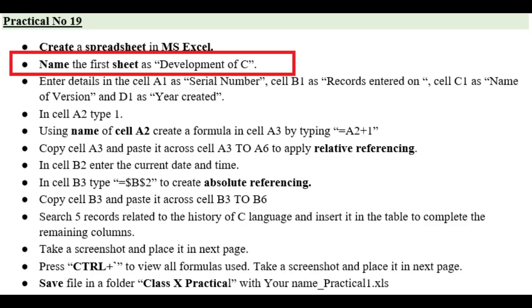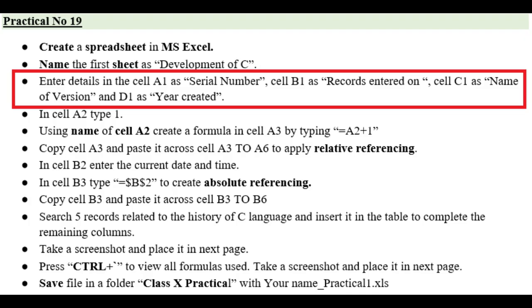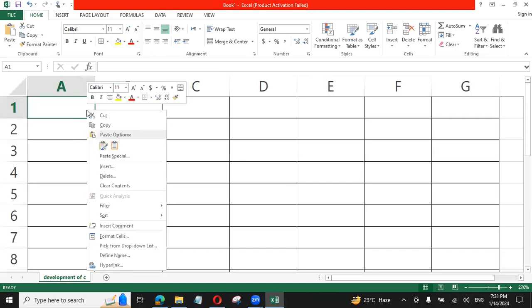First thing is to name the first sheet as Development of C. This is sheet number one, so I am going to rename it and give the name Development of C. Then enter details in cell A1 as serial number, cell B1 as records entered on, and C1 as name of version. So first, serial number here in A1.